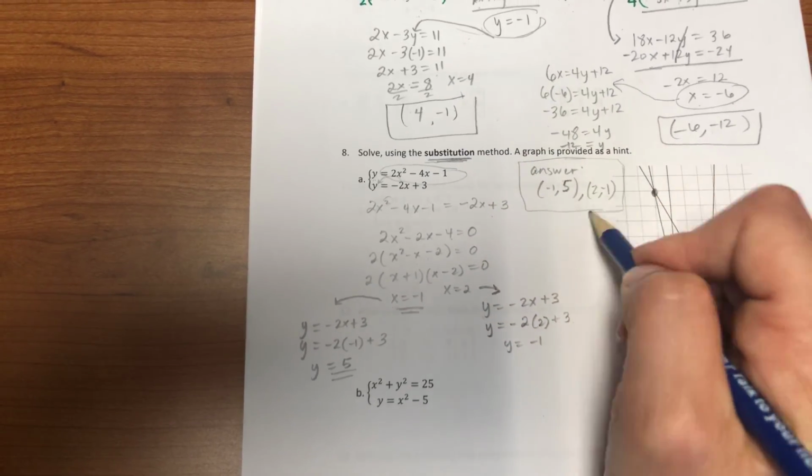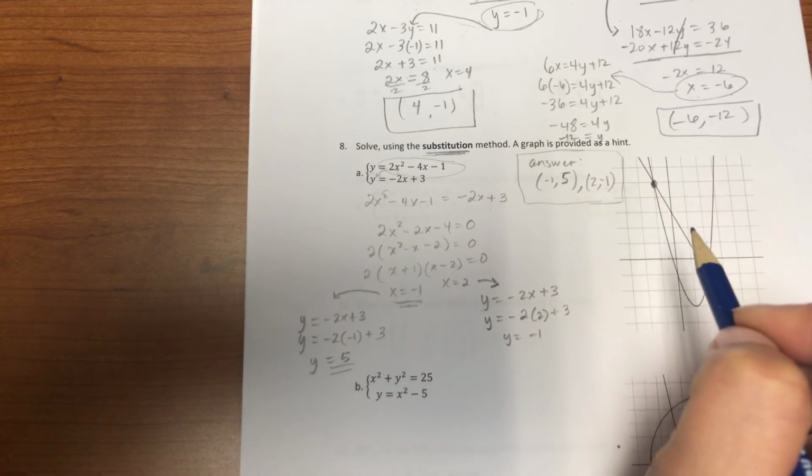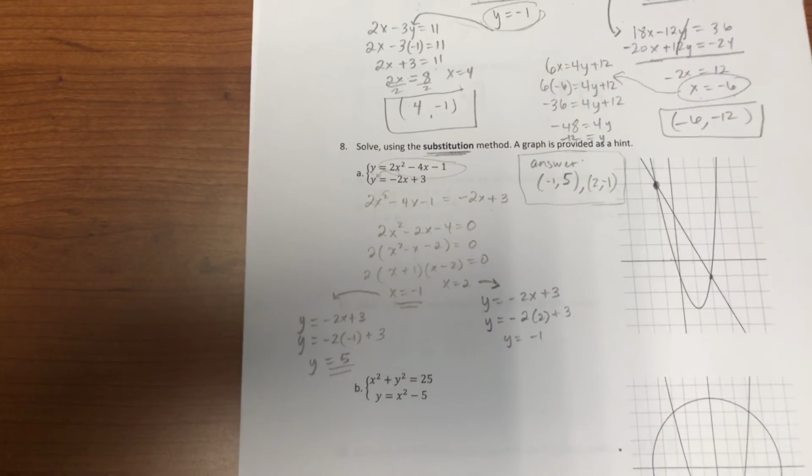So this is a consistent system that meets at 2 places. I'll do B in a separate video since this was a little bit more complicated.